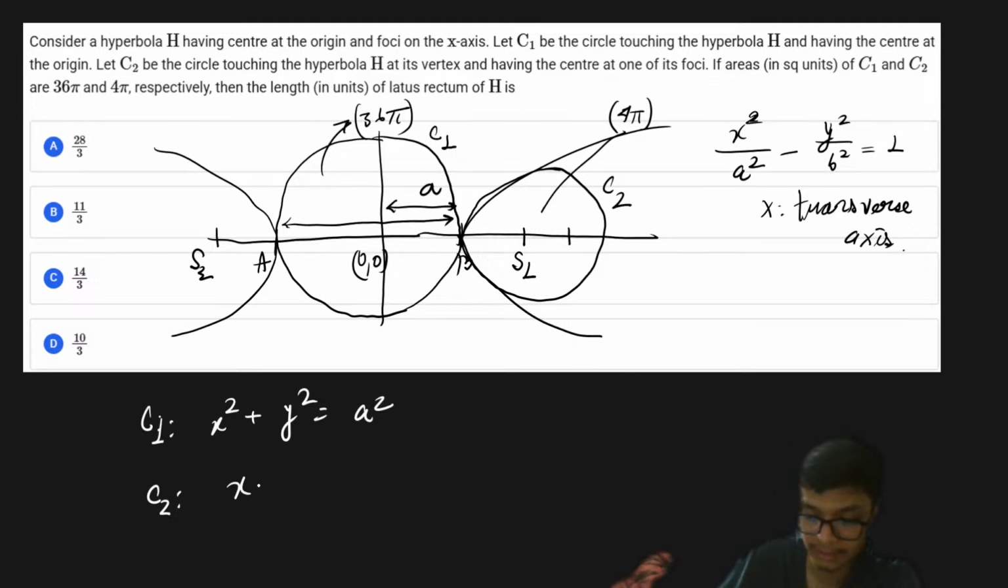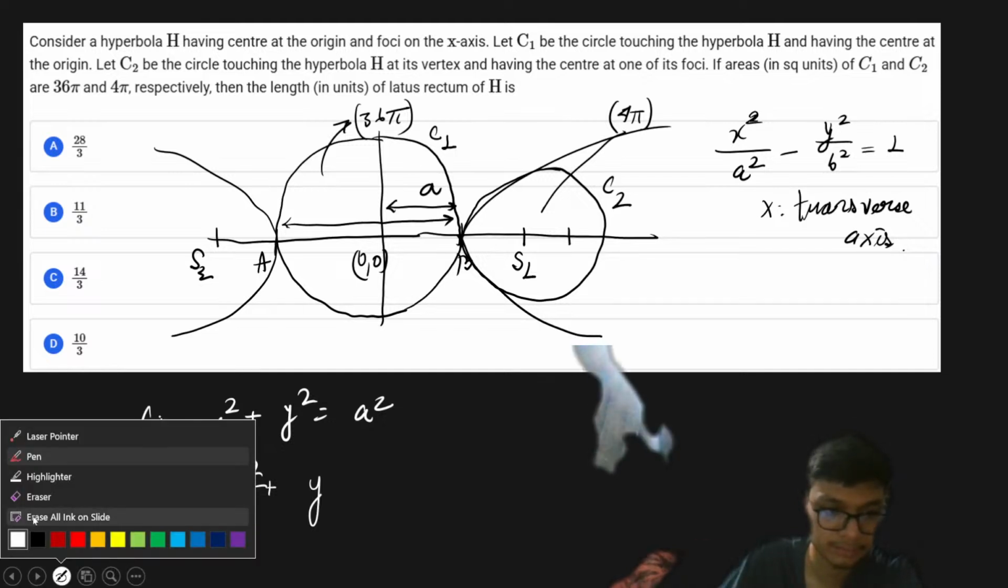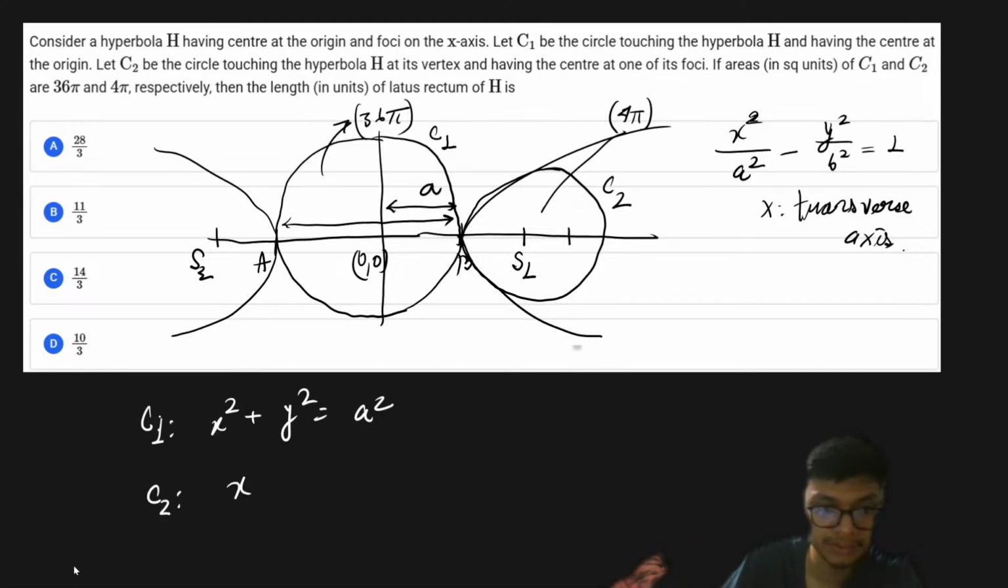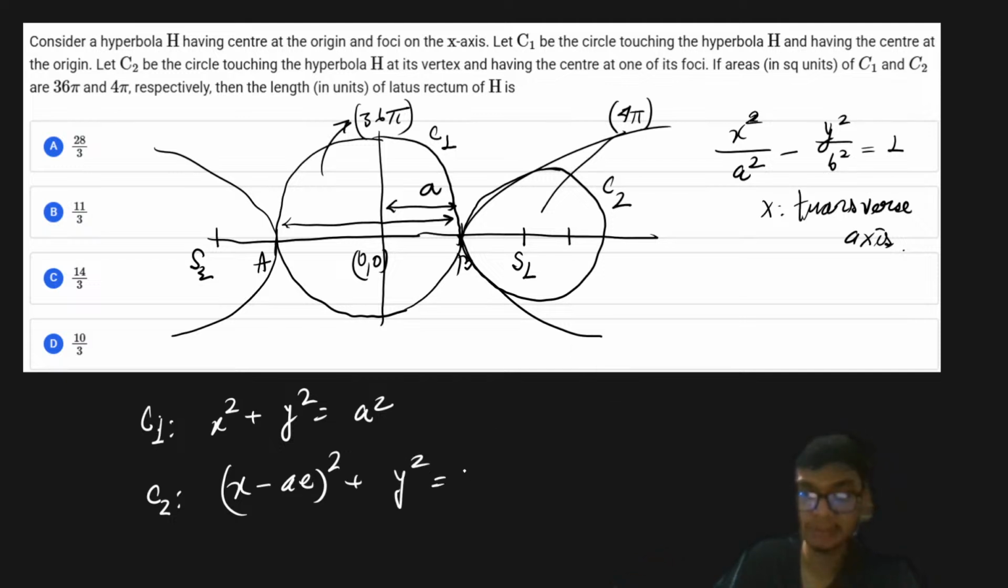So in this case we have the center at ae comma 0. So it is going to be x minus ae whole square plus y square, and basically you have to find out the radius, which is this particular distance of the circle C2. Now this is basically ae minus a. So you can find out that the radius of this circle C2 is going to be ae minus a, whole square, right? So we have this information with us.